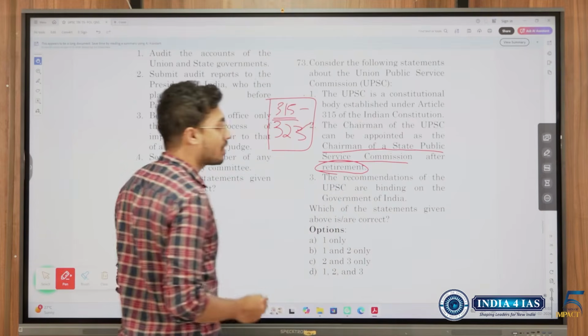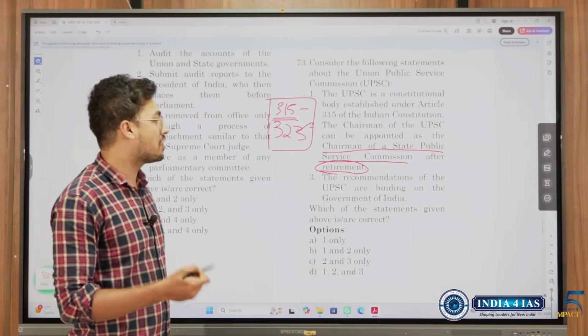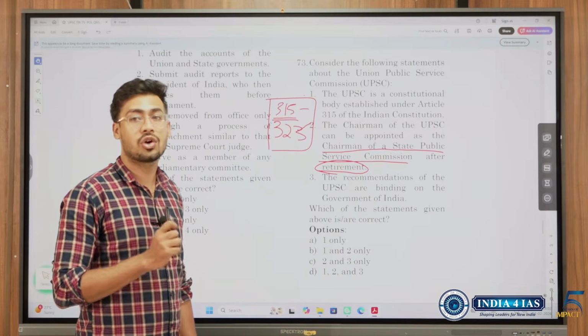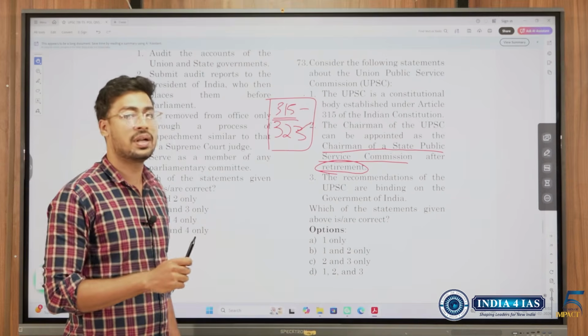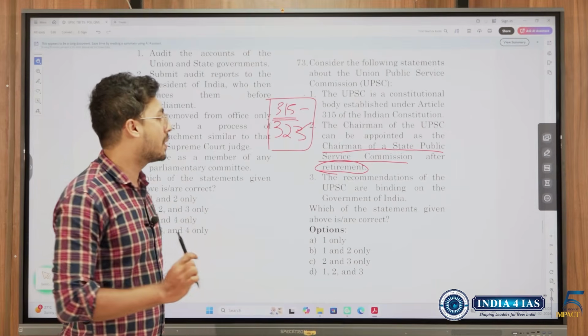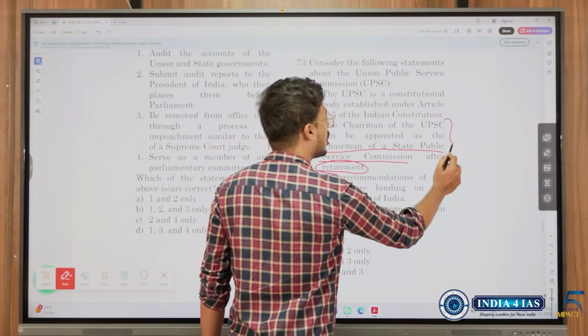See, I told you that whenever we allow a particular office personnel to work even after their retirement, then there is scope for conflict of interest. Their independence during their term of office would be compromised. There is a good chance that it might get compromised. So we do not allow this.